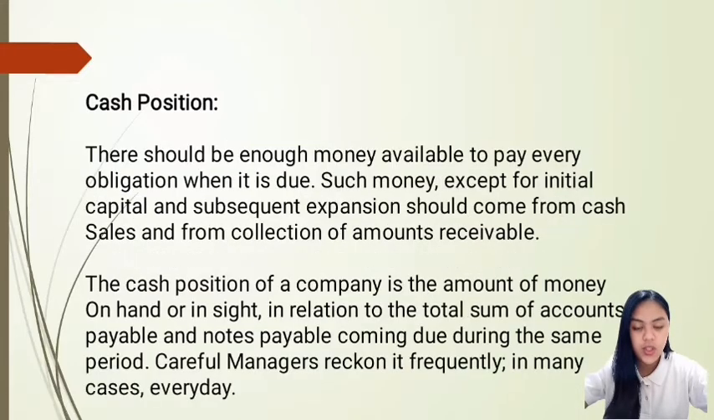So, cash position. What is cash position? There shall be enough money available to pay every obligation when it is due. Such money, except for initial capital and subsequent expansion, should come from cash sales and from collection of accounts receivable. The cash position of a company is the amount of money on hand, in relation to the total sum of accounts payable and notes payable coming due during the same period. Careful managers reckon it frequently, in many cases every day.